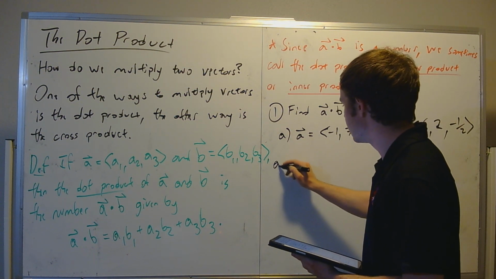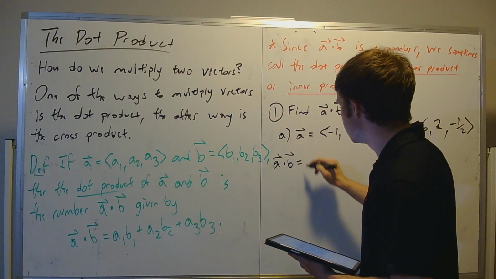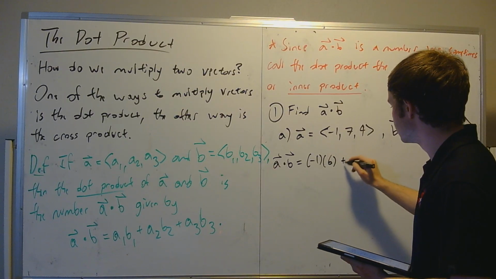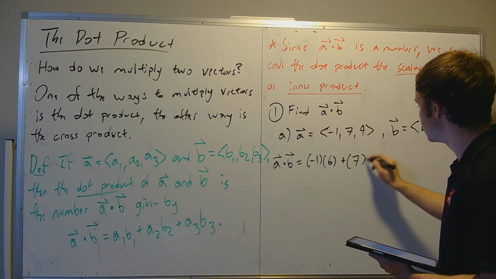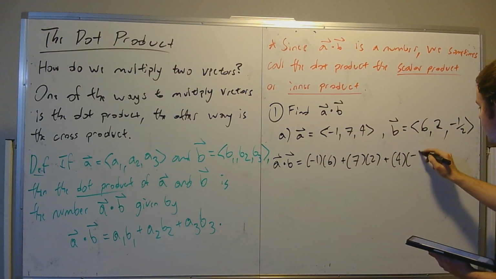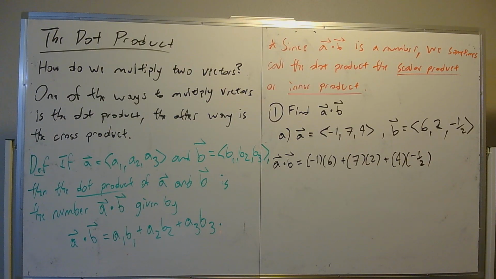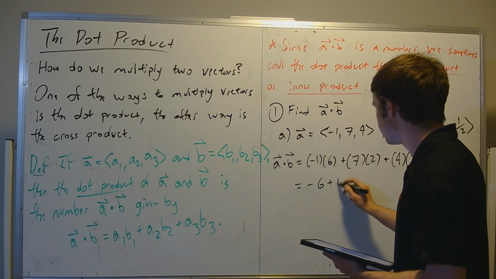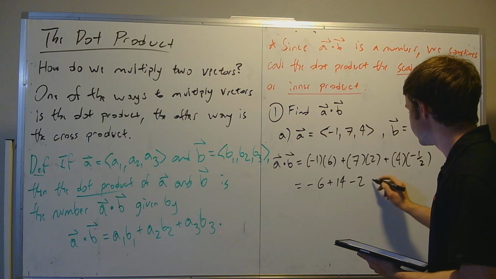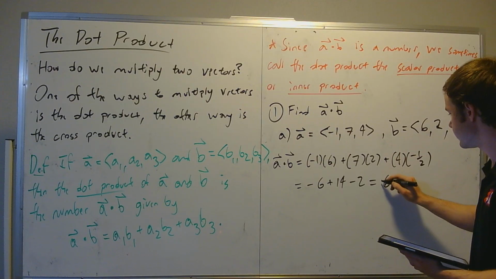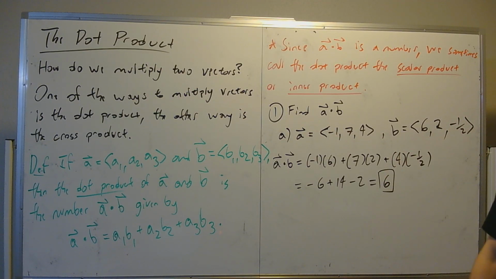So A dotted with B is going to be, you multiply together the x components, so -1 times 6, plus you multiply together the y components, 7 times 2, plus you multiply together the z components, 4 times -1/2. The dot product is as simple as that. You just multiply together the components, that gives you the answer. So we get -6 plus 14 minus 2. So 14 minus 8, that's going to give us a total of 6. That'd be our answer here. So that's the dot product.